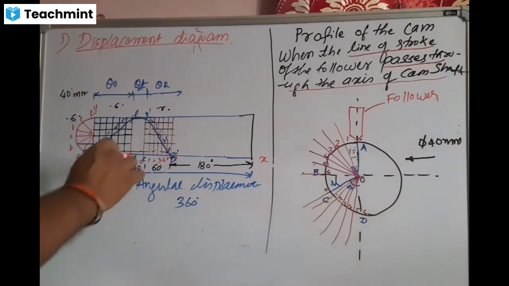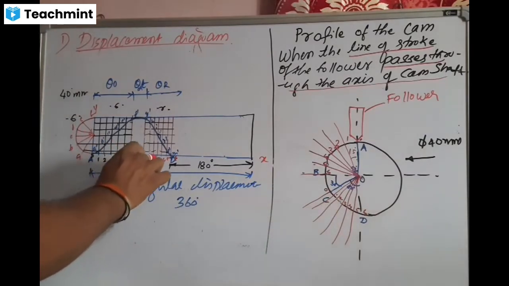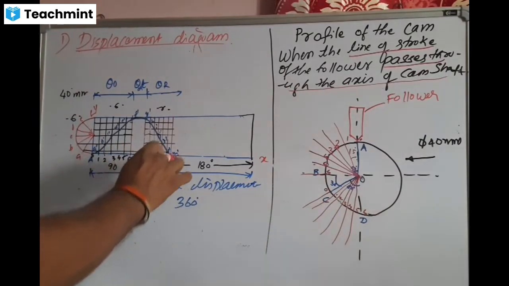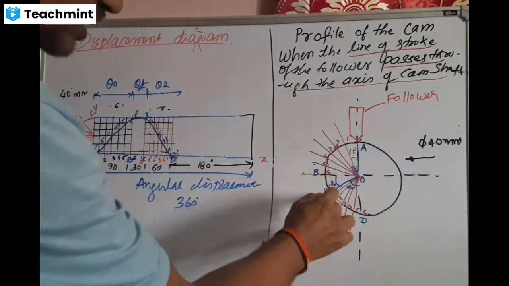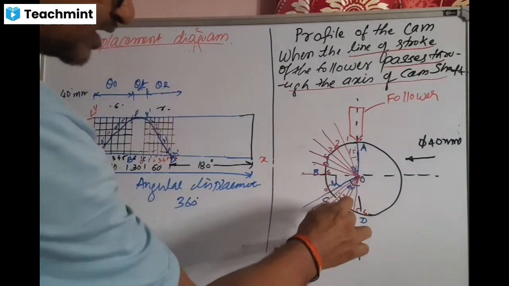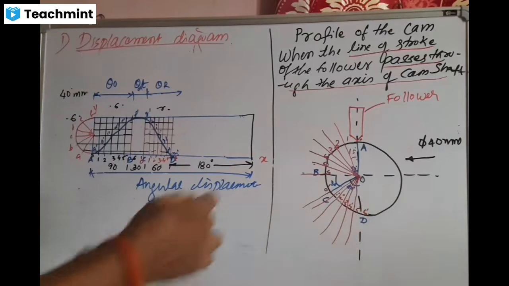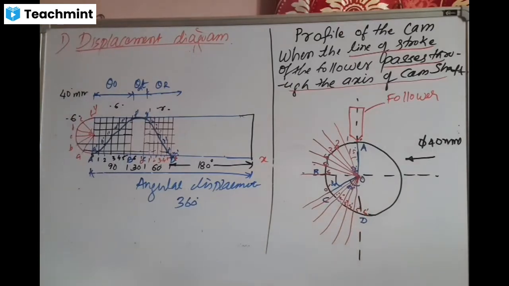Now let us go for dash here. 0 dash, 1 dash, 2 dash, 3 dash, 4 dash, 5 dash, 6 dash. Right? Now, to draw the profile, measure the length on respective points here. Now this is about a point 1. It is the A dash. Okay. It is about a dash.